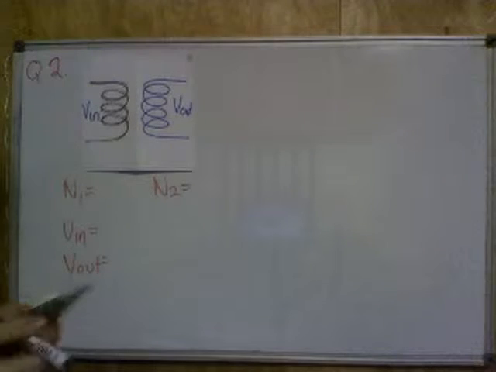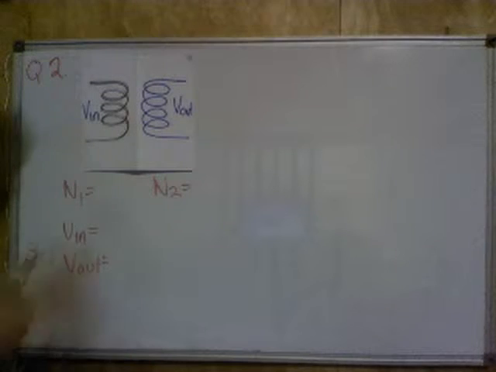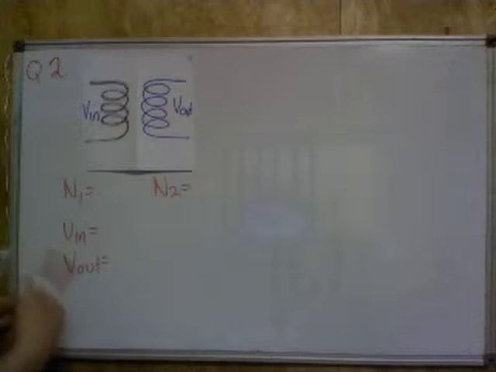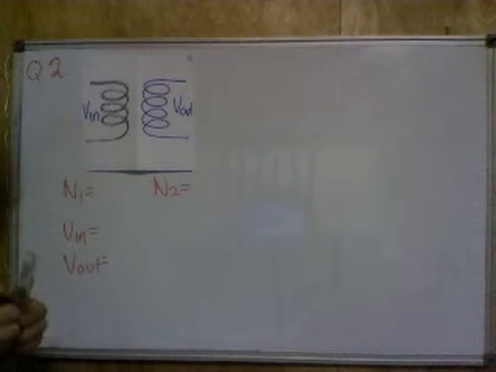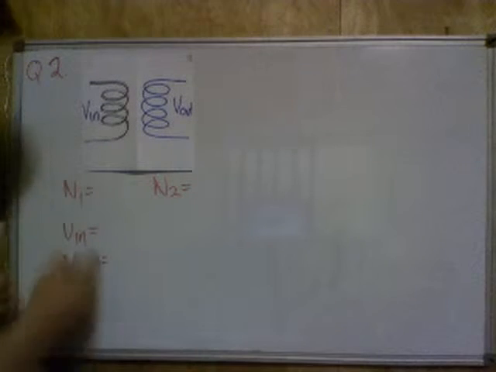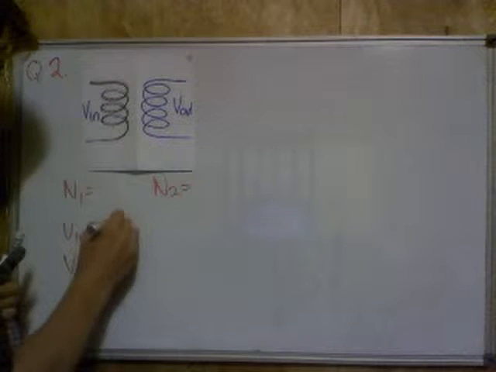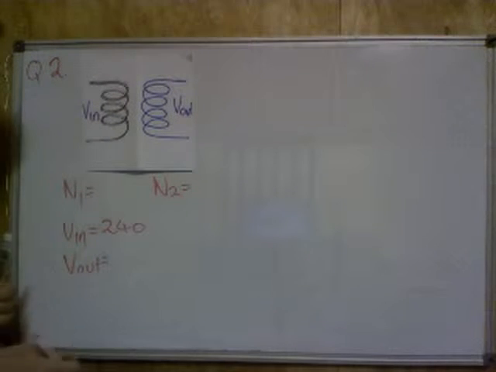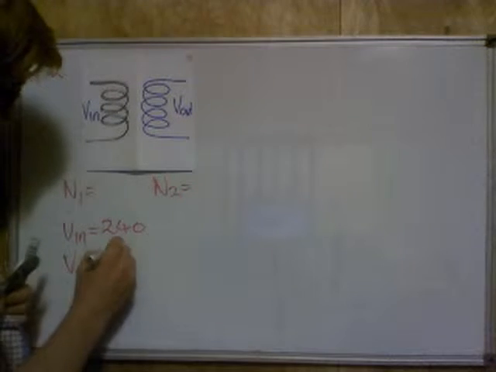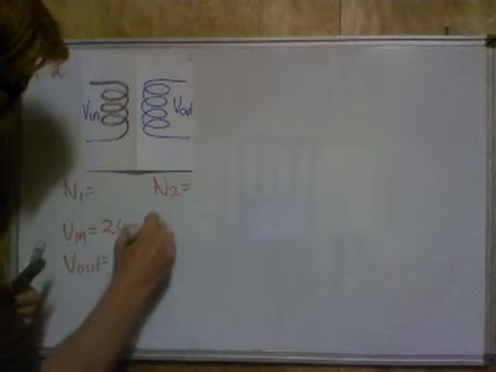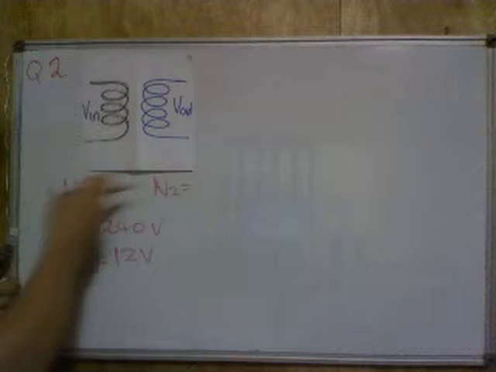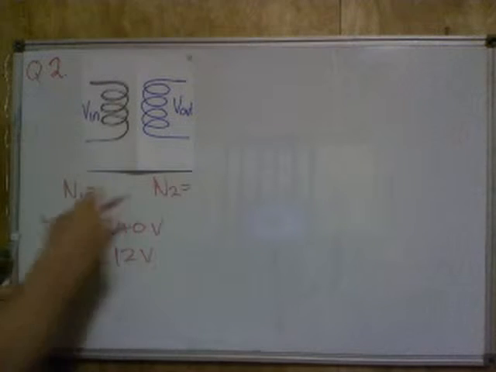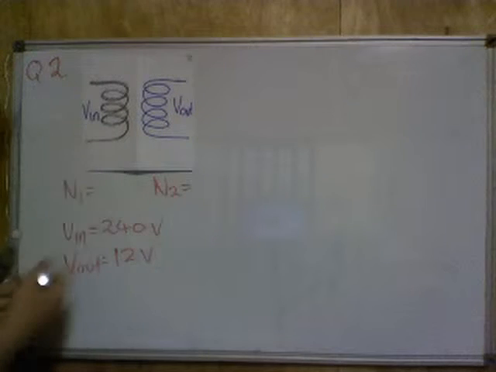Finally, we'll do one slightly different question, okay? In this case, we're looking at one where the information is presented slightly differently. Now we're being told we've got an input voltage of 240 volts, and we want to have an output voltage of 12 volts, okay? And the question is asking us to find the number of turns that we're going to need on each side of the transformer.